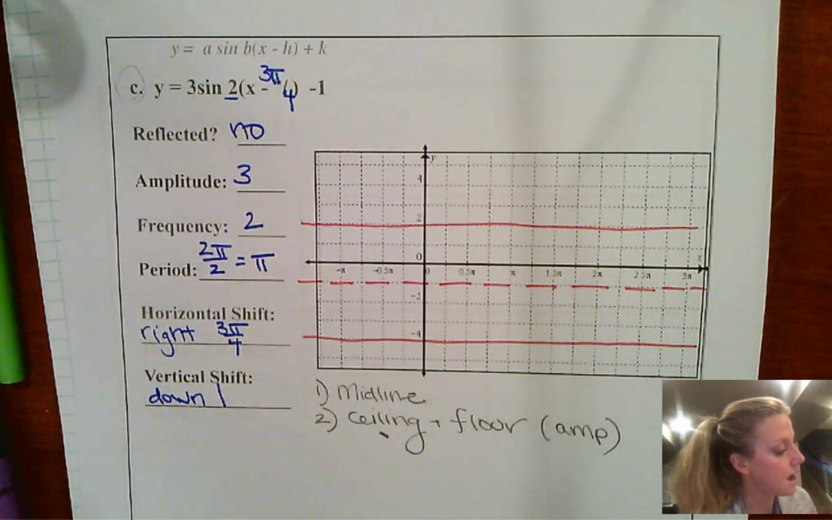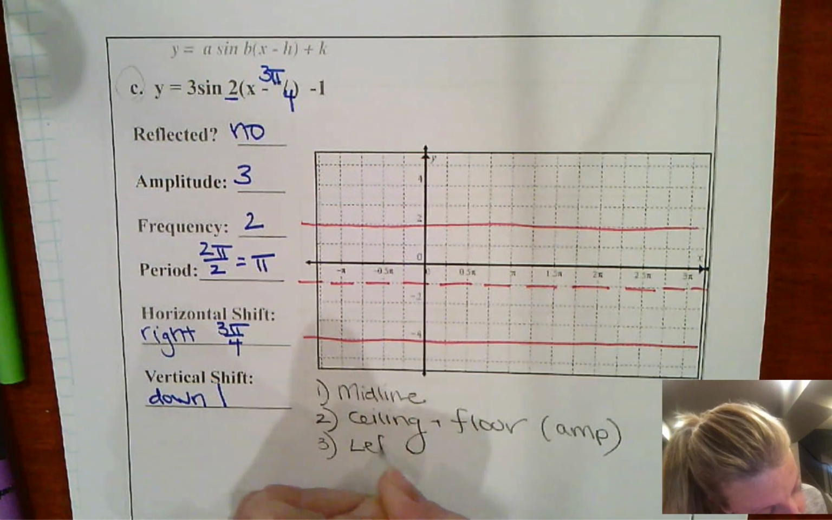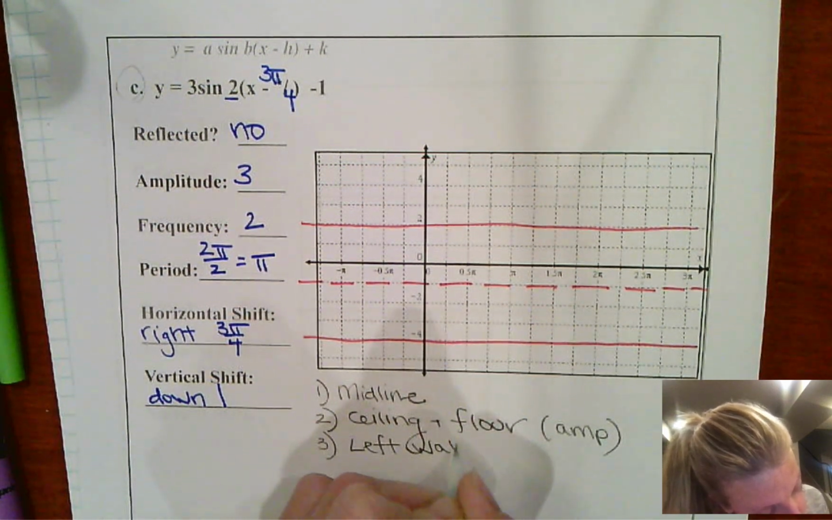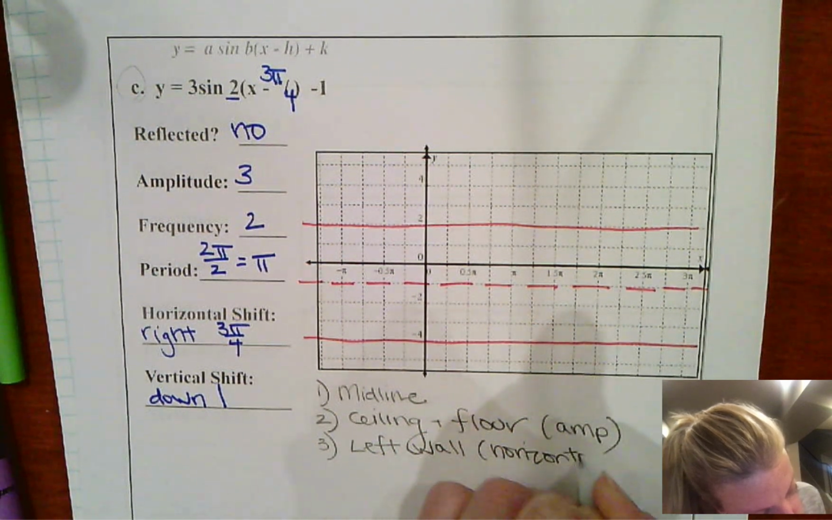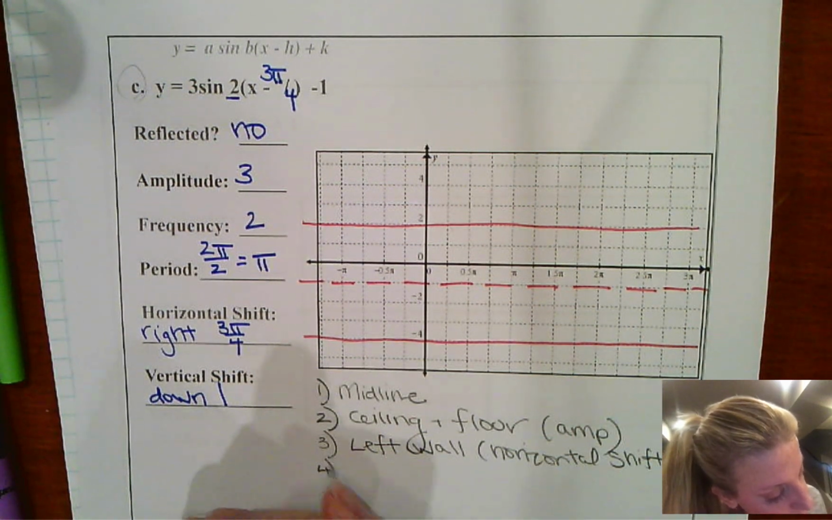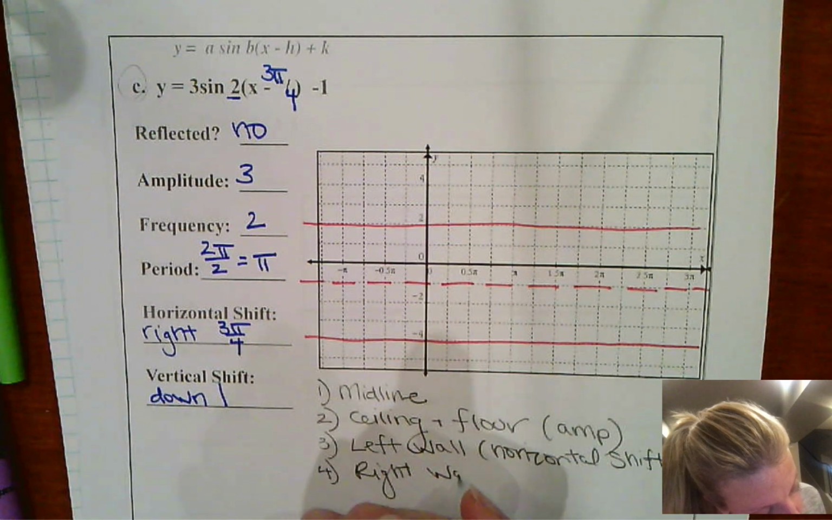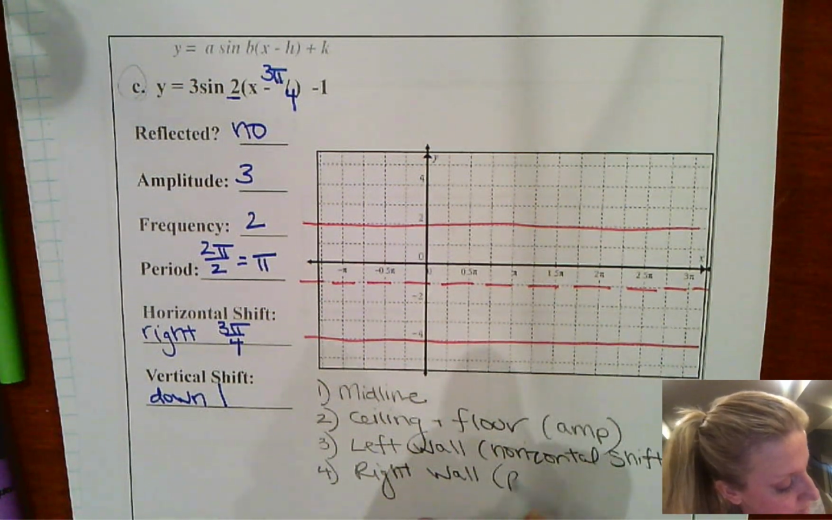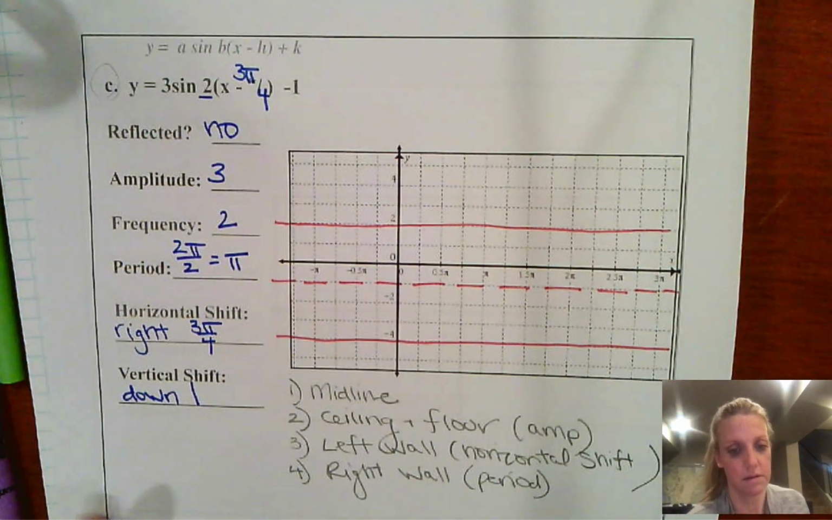All right. Step 3, let's divide up the walls a little bit. Let's put up the left wall first. That's going to be the horizontal shift. And after we put up the left wall, then we'll put up the right wall, which we will get from the period. Yeah, I like this list a little better than my last one. That seems to be a little more helpful.